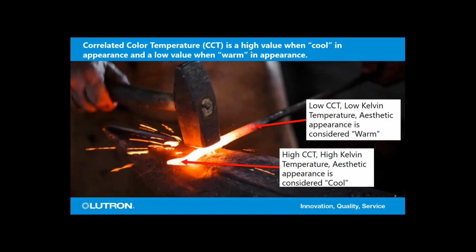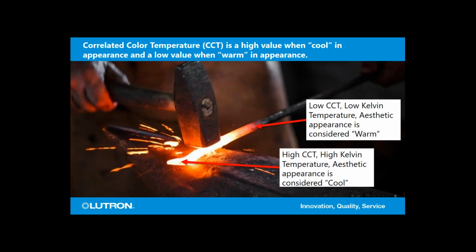So here we go. Correlated color temperature, if you're not aware of what that means, is basically a way of describing the color appearance of a light source. It's measured in degrees Kelvin. The higher that temperature, the cooler it appears, and the lower that temperature, the warmer it appears.